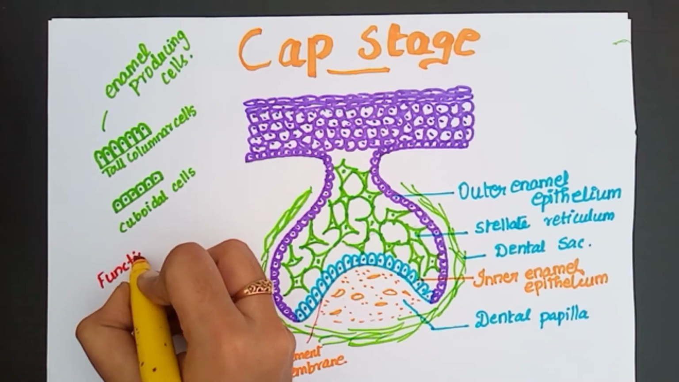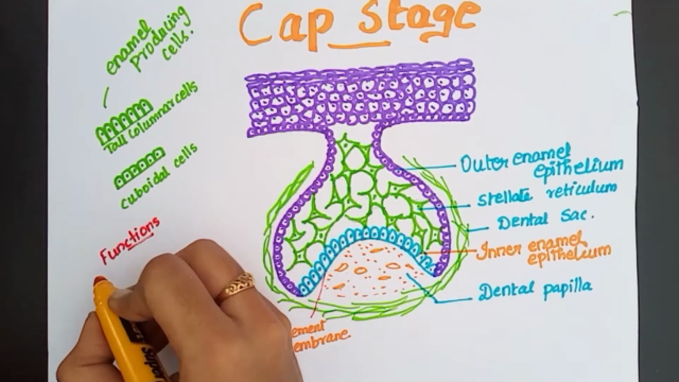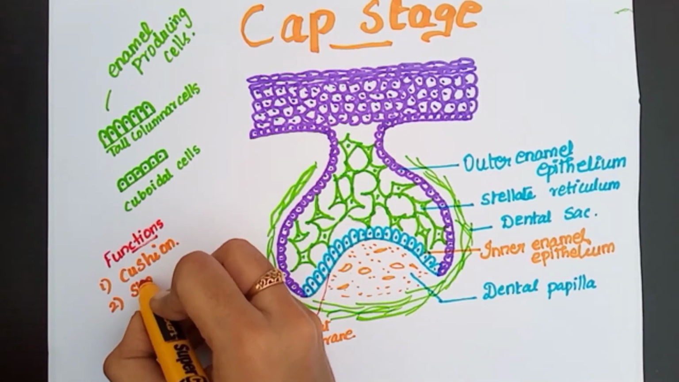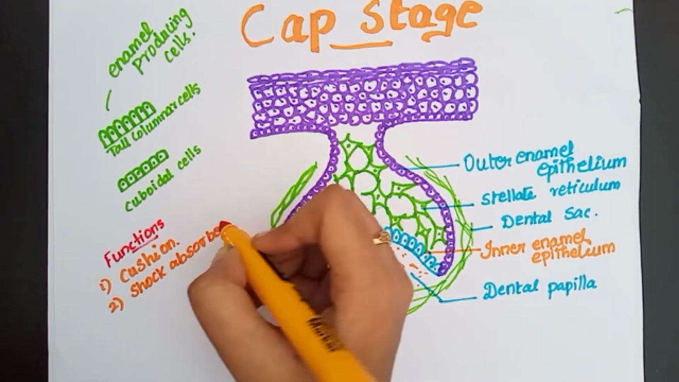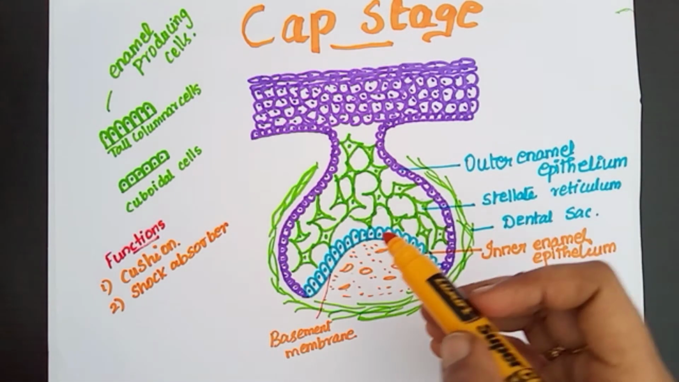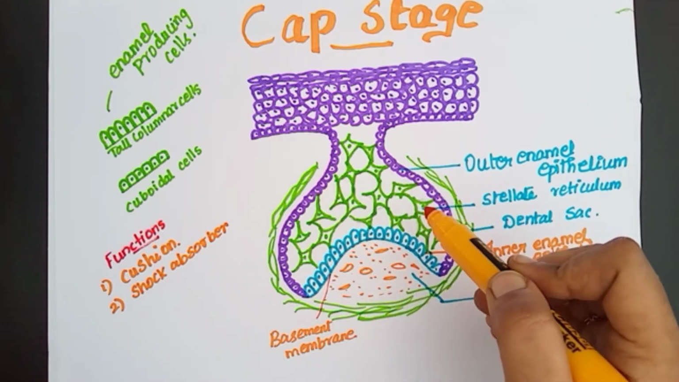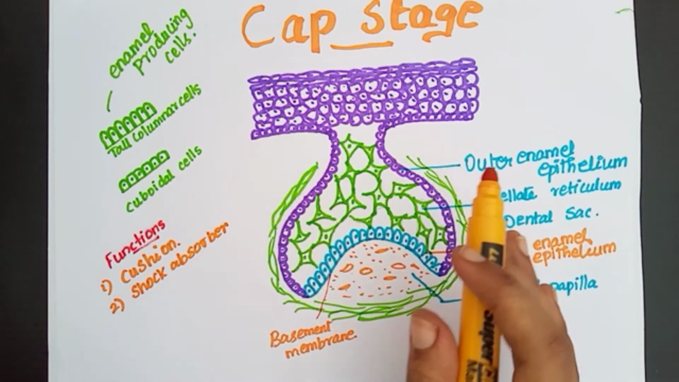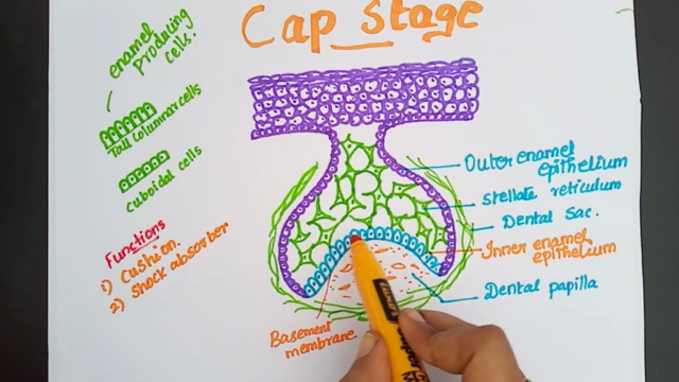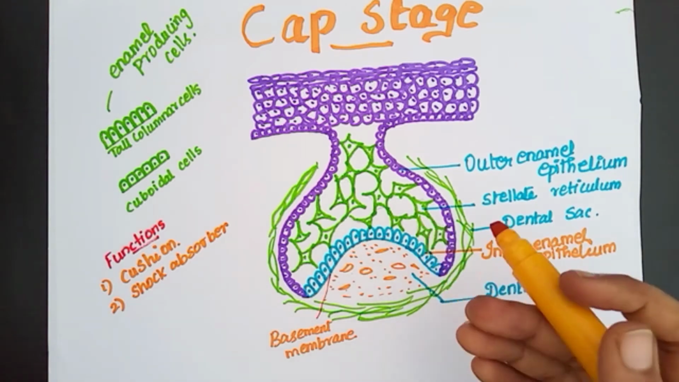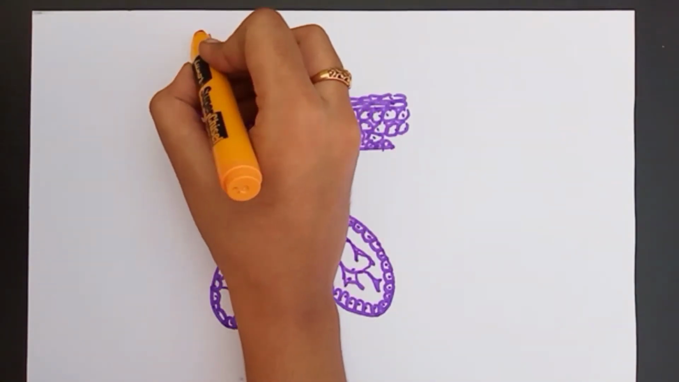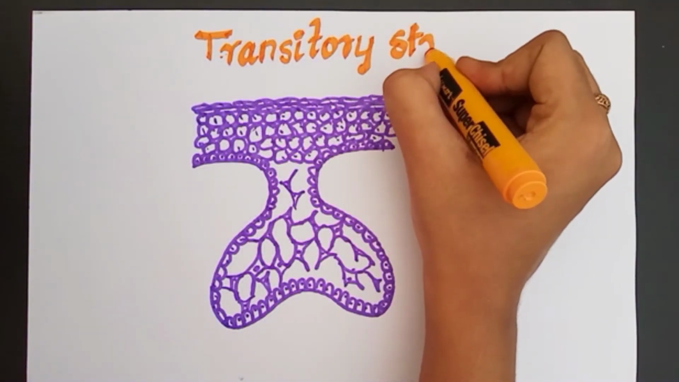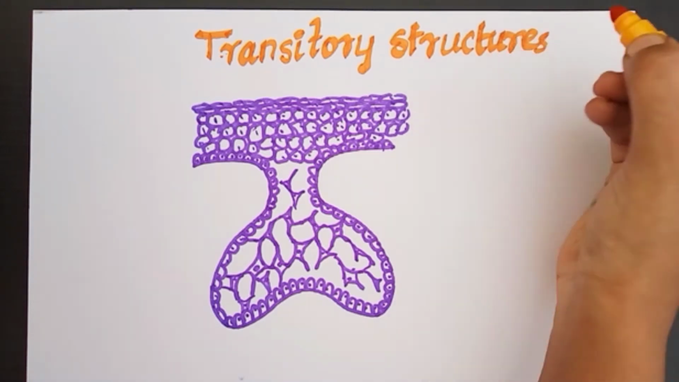The main function of the stellate reticulum is that it acts like a cushion and a shock absorber. That is, it has a cushion-like consistency as it is filled with fluids. So, it acts like a shock absorber by distributing the shock to protect the delicate enamel-forming cells, that is, the ameloblasts. Now, let's see about transitory structures. These are temporary structures that disappear before the enamel formation.